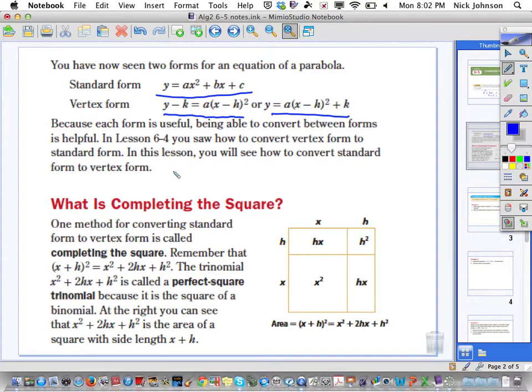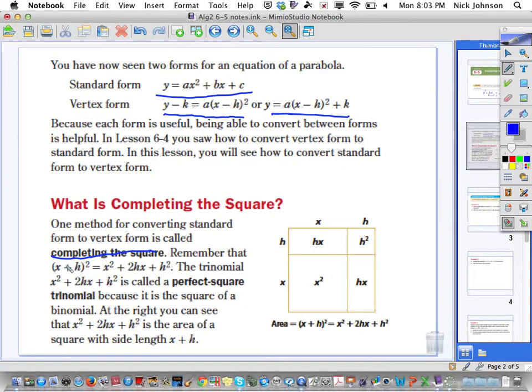It says because each form is useful, being able to convert between forms is helpful. In 6-4, you saw how to convert vertex form to standard form. In this lesson, we're going to see how to convert standard form to vertex form. So we're going to take this standard form and put it into vertex form. What is completing the square? One method for converting standard form to vertex form is called completing the square.